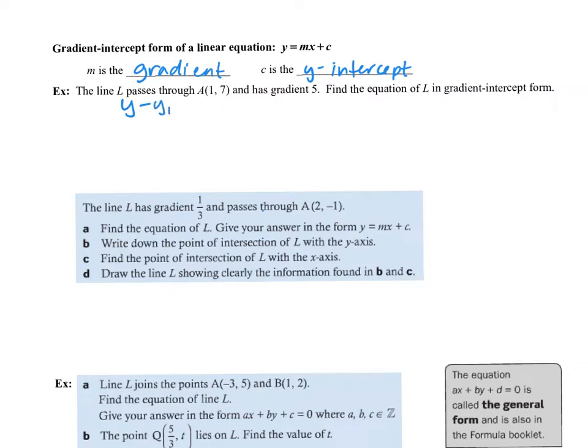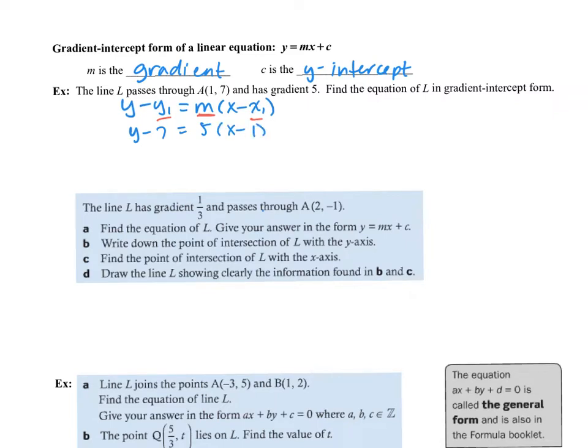Y minus y sub 1 equals the slope times x minus x sub 1. So we just need to replace x sub 1 and y sub 1 with the coordinates of a point that the line passes through, and then m with the gradient. And we're given all that information. So our equation would be y minus 7 equals the gradient of 5 times x minus 1.